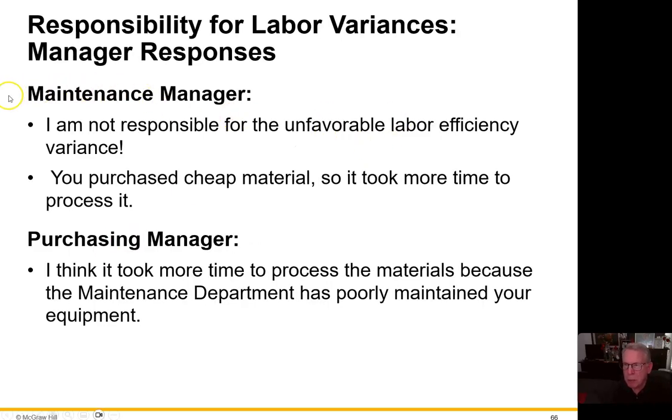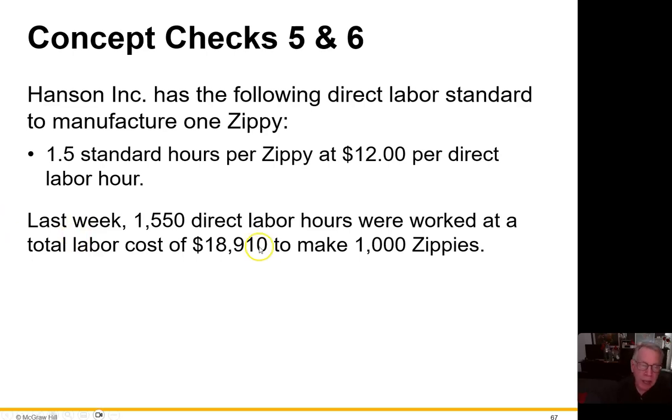So the maintenance manager may say, I'm not responsible for the unfavorable labor efficiency variances. You purchased cheap material, and so it took me more time to process it. And the purchasing manager again might say, I think it took more time to process the materials because the maintenance department has poorly maintained your equipment. Okay. So again, you would have to analyze that in more depth to find out what was really going on.